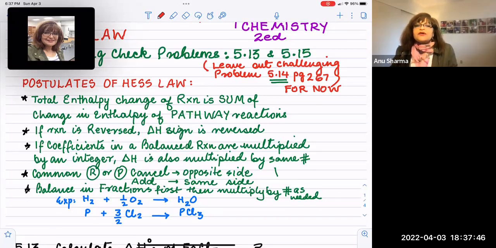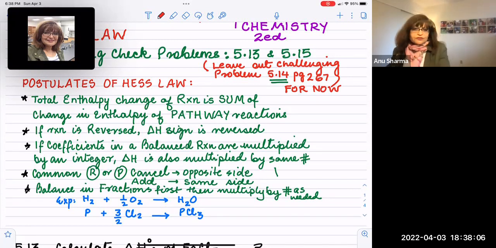Now this is just a little cheat sheet for those students who have a hard time visualizing fractions. When you balance with fractions, first balance using the fraction, and then multiply by the number that is needed.